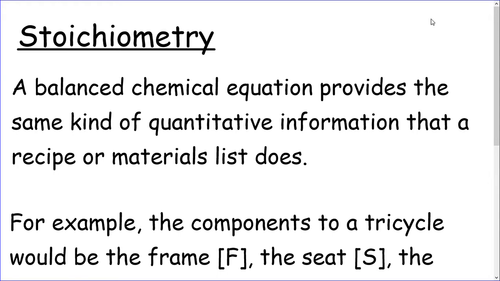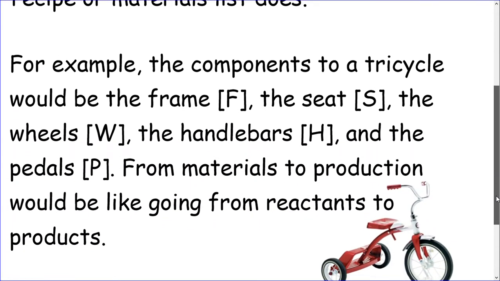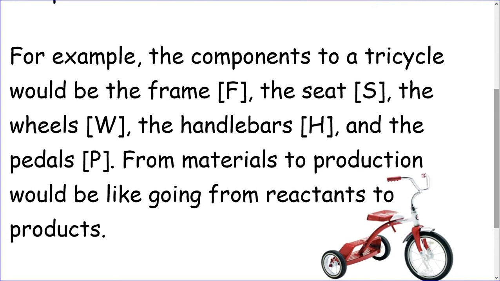So we've worked on balancing equations prior to this unit, so it should be something that you're a little bit familiar with. It's a balanced equation that provides the same kind of quantitative information that something like a recipe or materials list does. So it basically gives us an idea of how much we need of something if we're doing a chemical reaction. So for example, the components to a tricycle would be things like the frame, and if we call the frame the capital letter F, then we'd have the seat, S, the wheels, W, the handlebars, H, and the pedals, P.